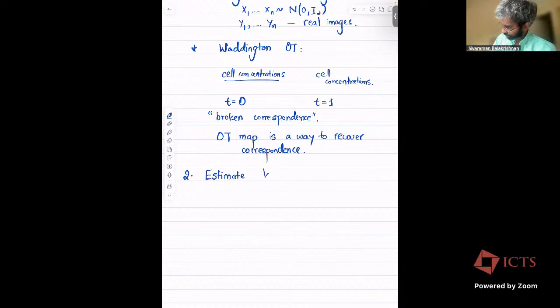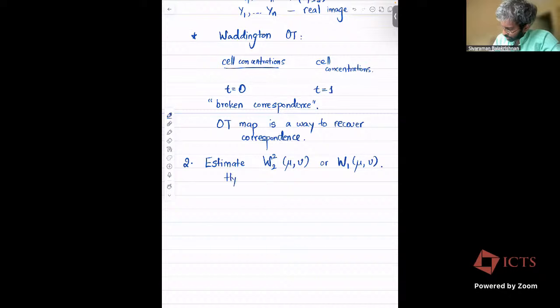Something like W2 squared between mu and nu, or maybe W1. Once again, I don't give you the two distributions. I just give you samples from them. And this will come up if you are trying to do something like hypothesis testing. So this is a way to do hypothesis testing.